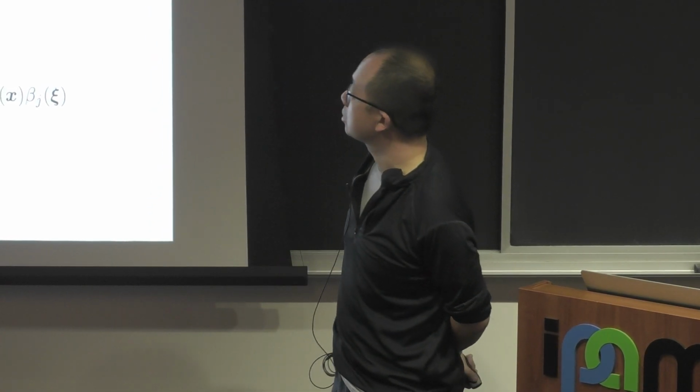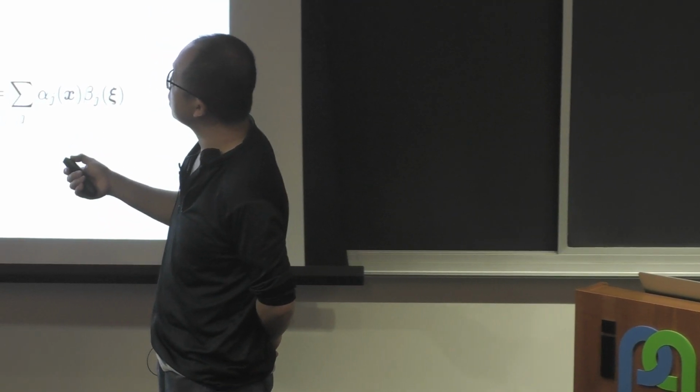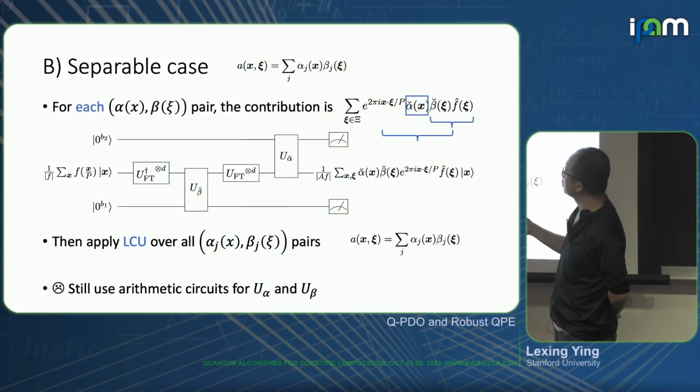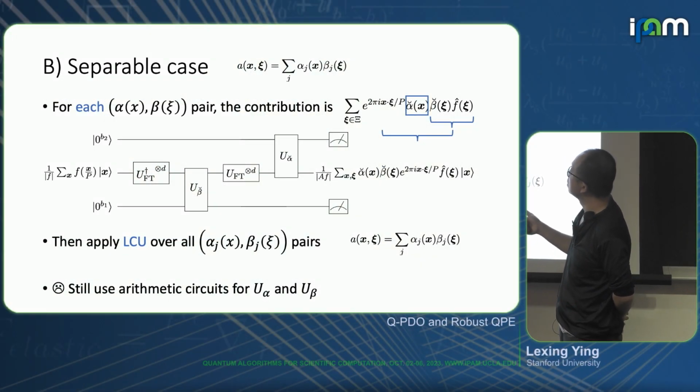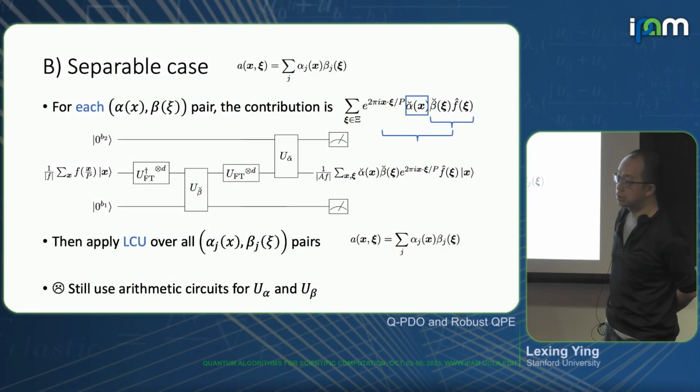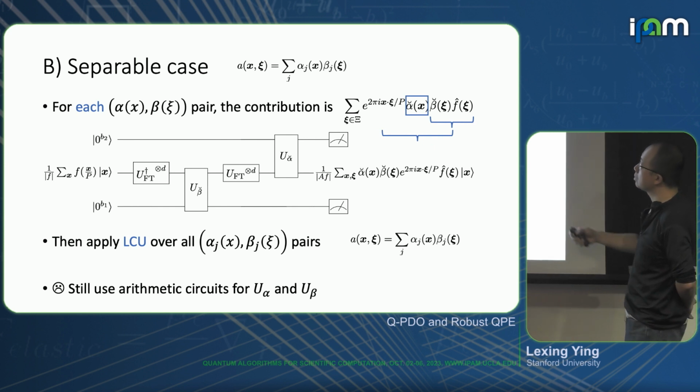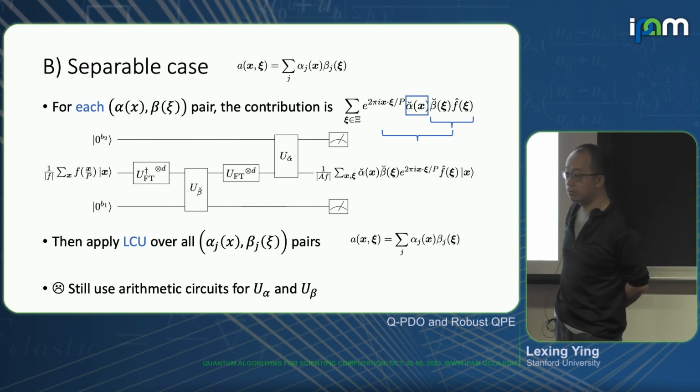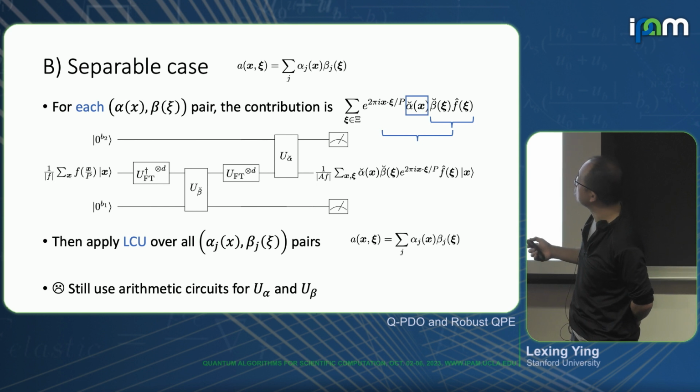Okay, so let's talk about the separable case. The separable case, as I said, is that you can think about this as a low-rank decomposition. You write this A(x, Kasi) as a sum of alpha j's and beta j's. Eventually, we're going to use LCU to add them together, so let's just focus on one term. Let's drop the j index and focus on one single alpha beta pair.